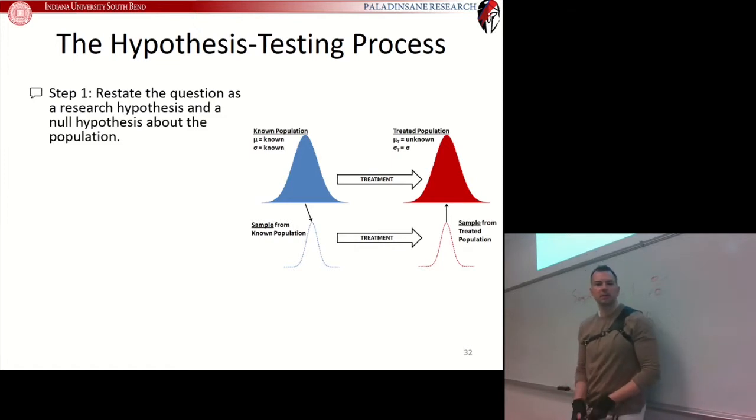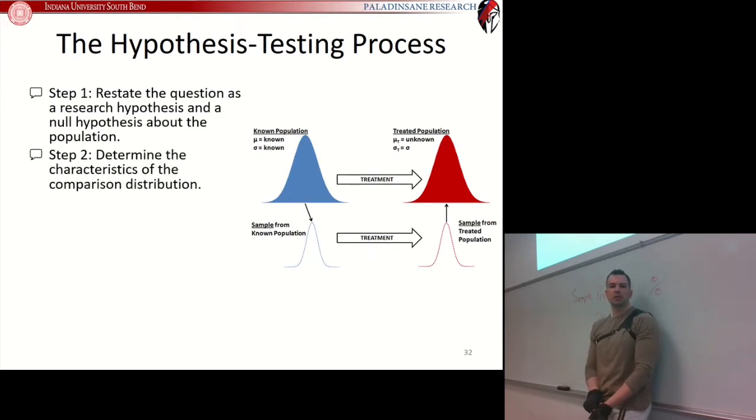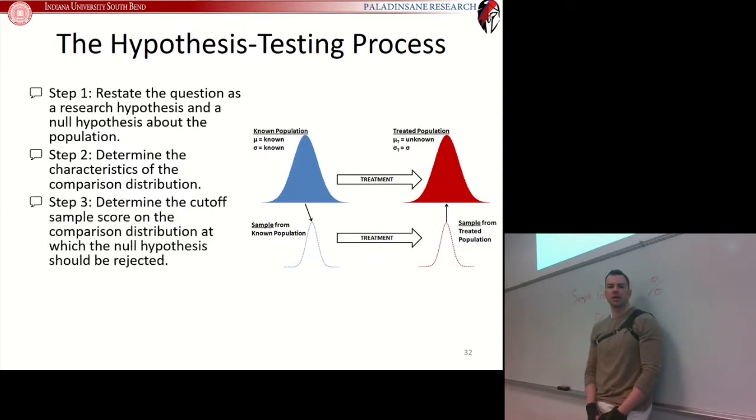All right, so hypothesis testing procedure. Let's check it out. Step number 1. Restate the question as a research hypothesis and a null hypothesis about the population. We'll break down each of these steps in just a moment. Step number 2, determine the characteristics of your comparison distribution. Step number 3, determine the cutoff sample score on your comparison distribution in which the null hypothesis should be rejected.